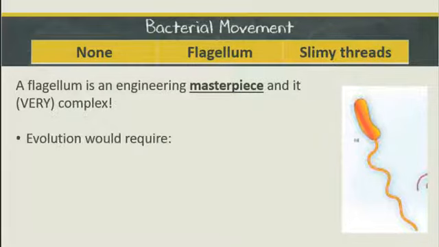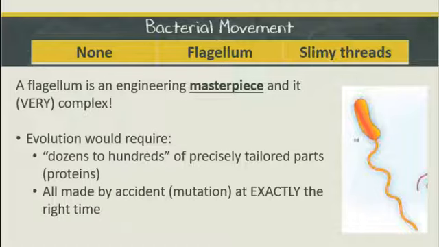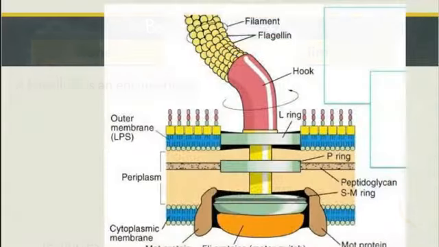For the flagellum to come about accidentally, evolution would require dozens to hundreds of precisely tailored parts made by protein, all made by accident at exactly the right time. Otherwise, the unused parts are a waste of precious resources. So really, the honest truth is that this is what it looks like. This is a microscopic bacterium, and it's got this machine on it that drives this little tail to spin around. Look at all those different things that have to be working just right. If the bacteria doesn't have it, it won't survive.